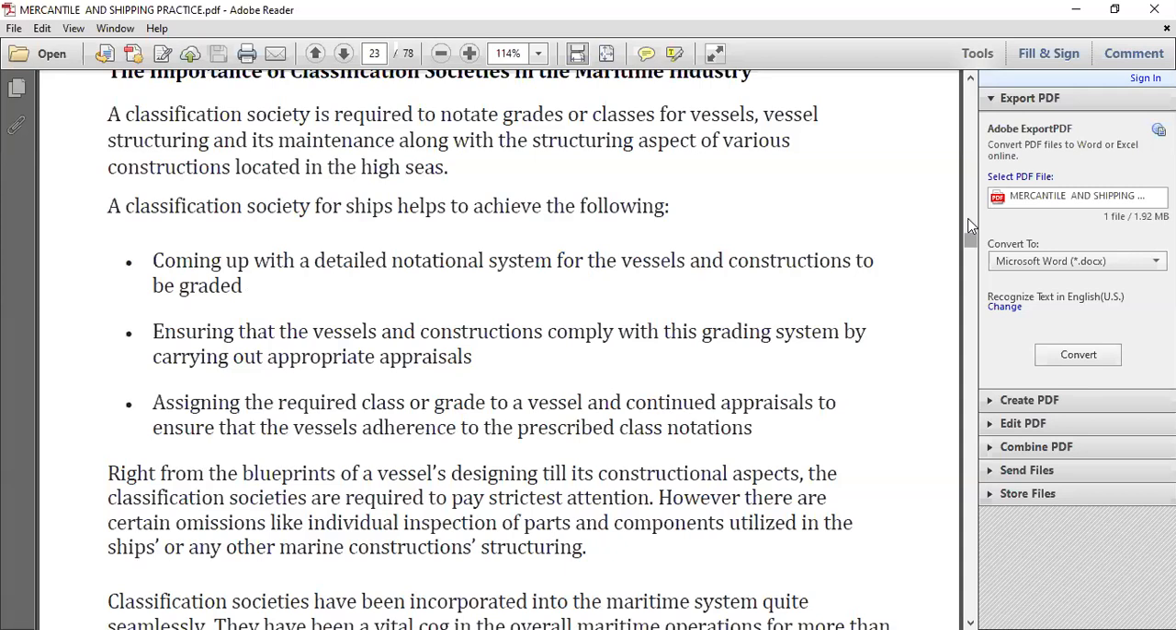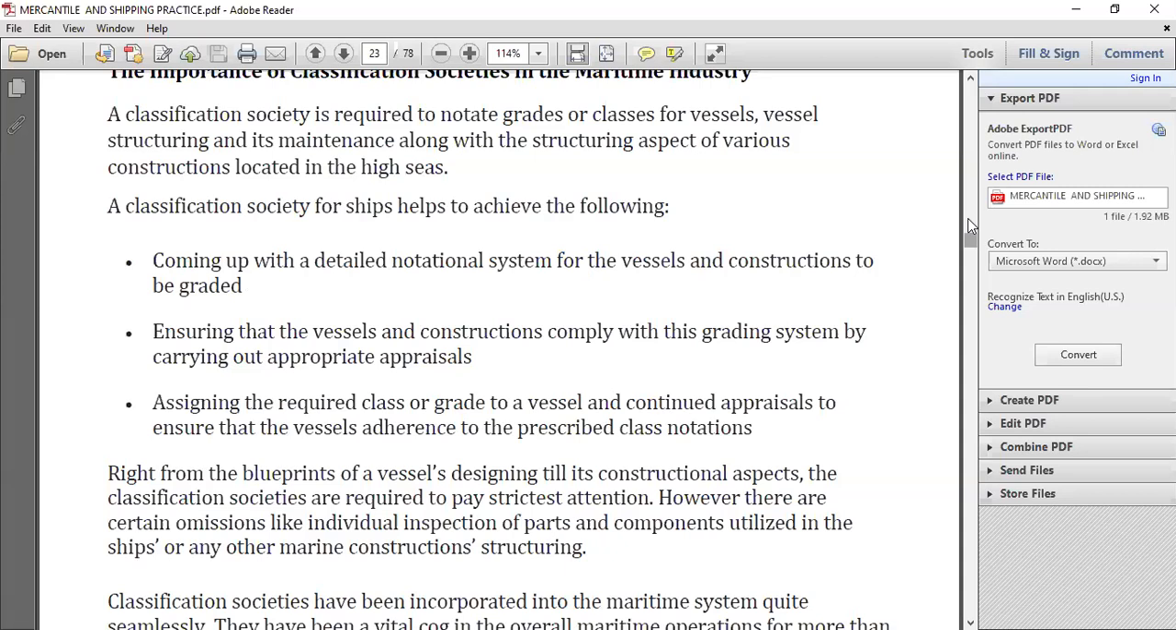So right from the blueprint of the vessel, that is the plan, its constructional aspects, the classification societies are required to pay strict attention. These societies are involved right from that plan, the blueprint of the ship.